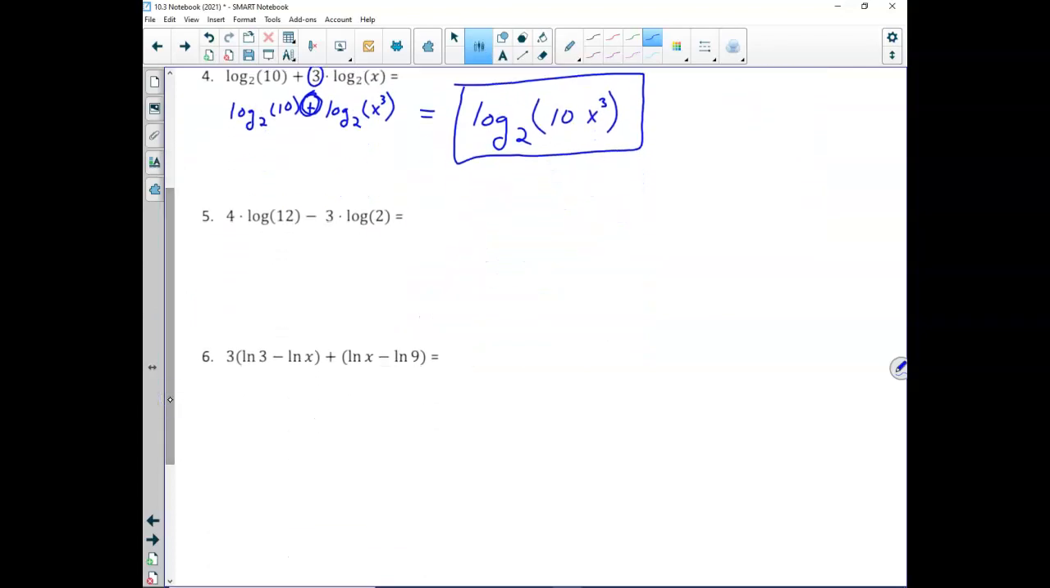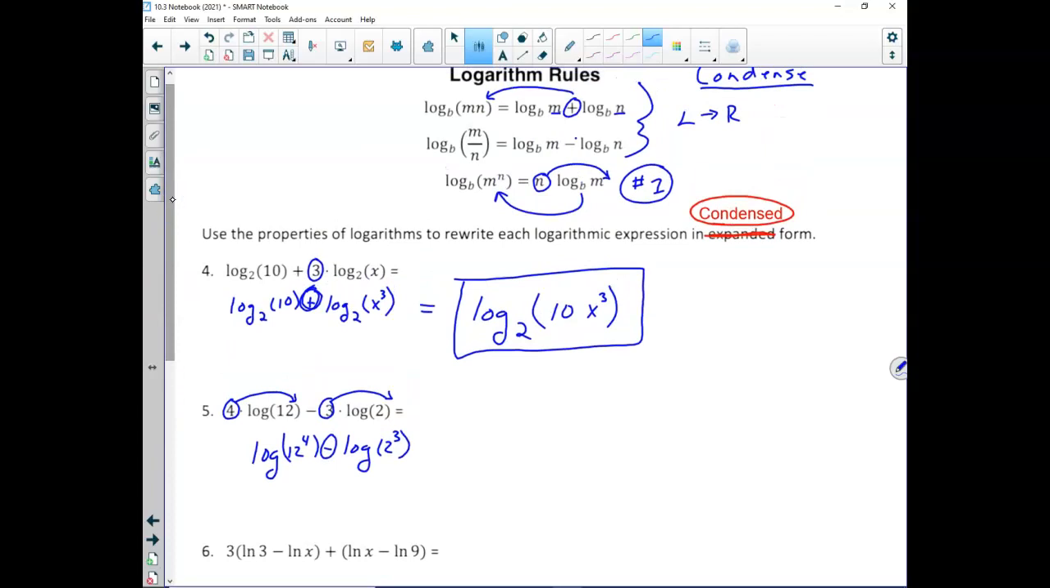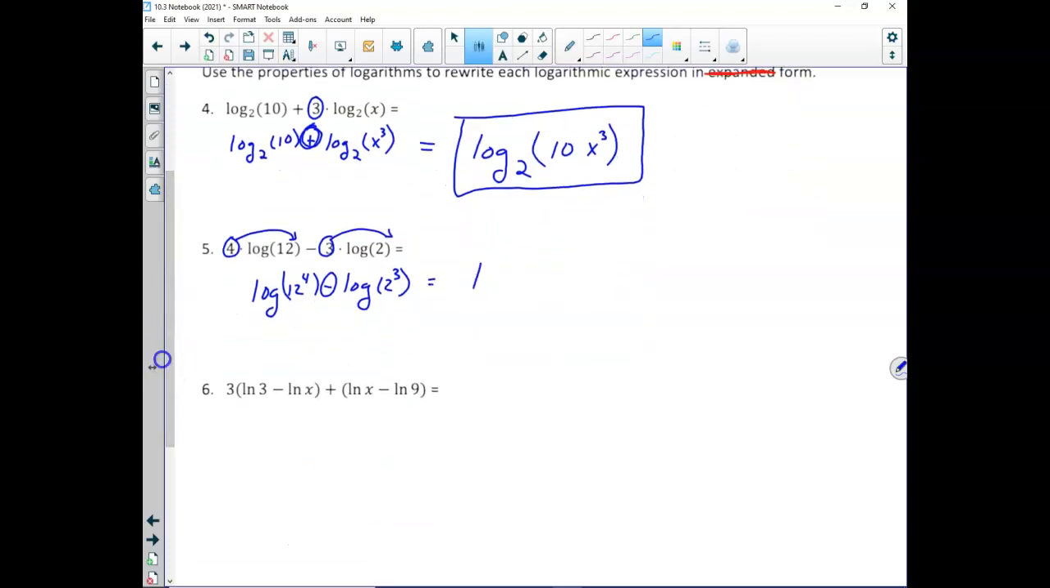Number 5. First thing I'm going to do is I'm going to power these up, okay? So I'm going to look at this as a log. Ooh, these must be log base 10s because they're naked bases. But that's going to be 12 to the 4th minus, that's going to be a log base 2 to the third. Now I'm going to do subtraction. And if you notice that subtraction, I'm dividing my logs. It's the first one divided by the second one. So this is actually going to equal a log base 10 of 12 to the 4th divided by 2 to the third. And that looks pretty gross.